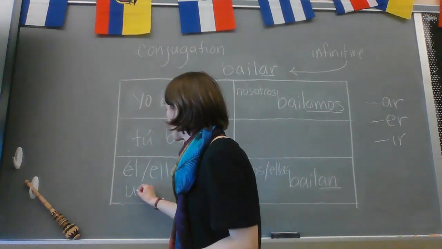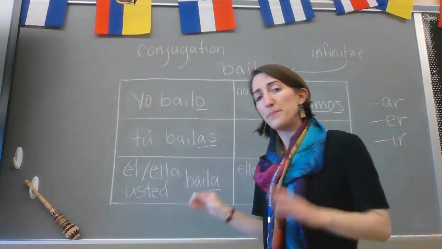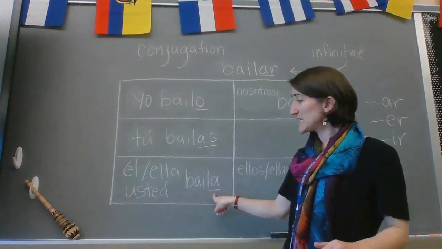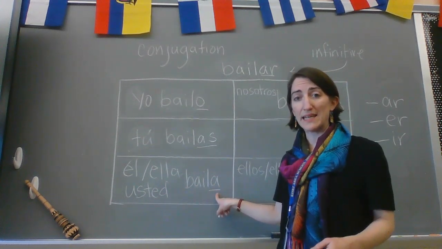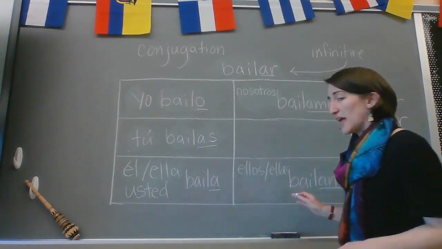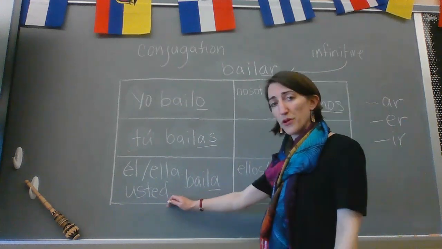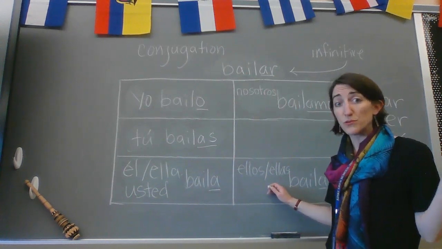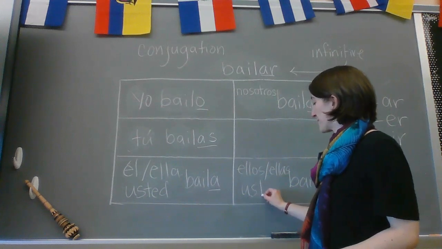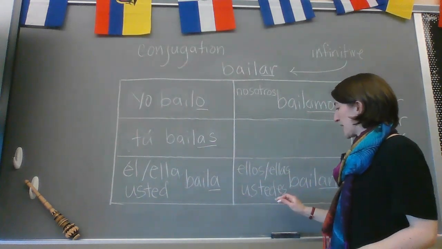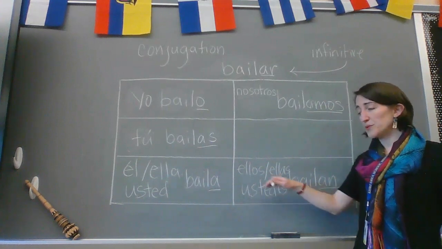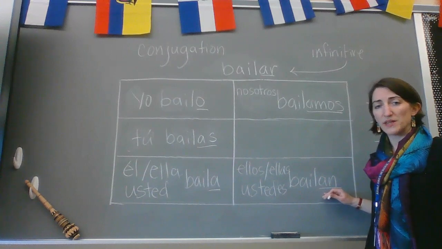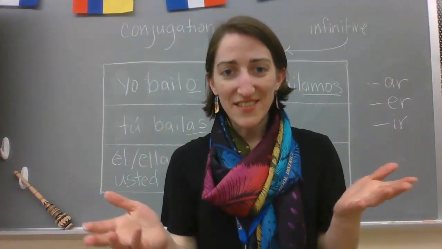But usted, even though it means you, we don't put it up here with this you because the conjugation, the ending that we use for it, is the same as él and ella. So that's why we put it down here. And then we've got ustedes, which is the plural of usted. And anytime you're talking to a group of people, you can use ustedes. And again, even though ustedes means you, and ellos and ellas mean they, we put it in this box because they have the same ending when they conjugate the verb. So that's the basics of conjugation.